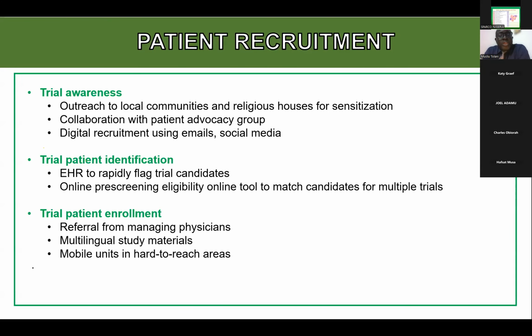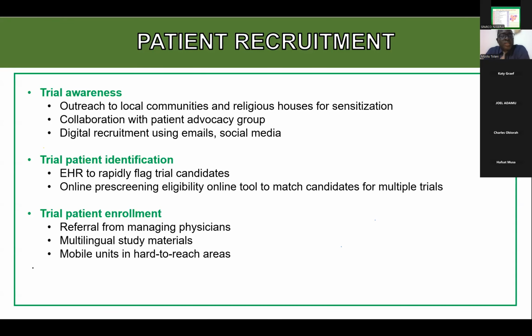One other way to enhance patient recruitment is, rather than using paper-based forms to physically look for patients in clinic, to look at previous records of patients and put selection criteria on the EHR to rapidly flag trial candidates. And the actual trial registry now comes with an online tool, patients pre-registered on the trial, and one just needs to fill in an online pre-screening questionnaire, and it will be able to match candidates for whichever trial is being planned.